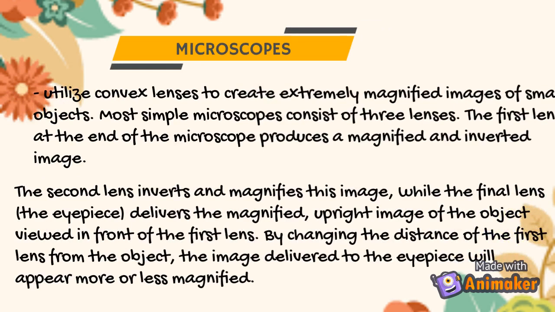Next, we have microscopes. These utilize convex lenses to create extremely magnified images of small objects. Most simple microscopes consist of three lenses. The first lens at the end of the microscope produces a magnified and inverted image. The second lens inverts and magnifies this image, while the final lens, which is the eyepiece, delivers the magnified upright image of the object viewed in front of the first lens. By changing the distance of the first lens from the object, the image delivered to the eyepiece will appear more or less magnified.